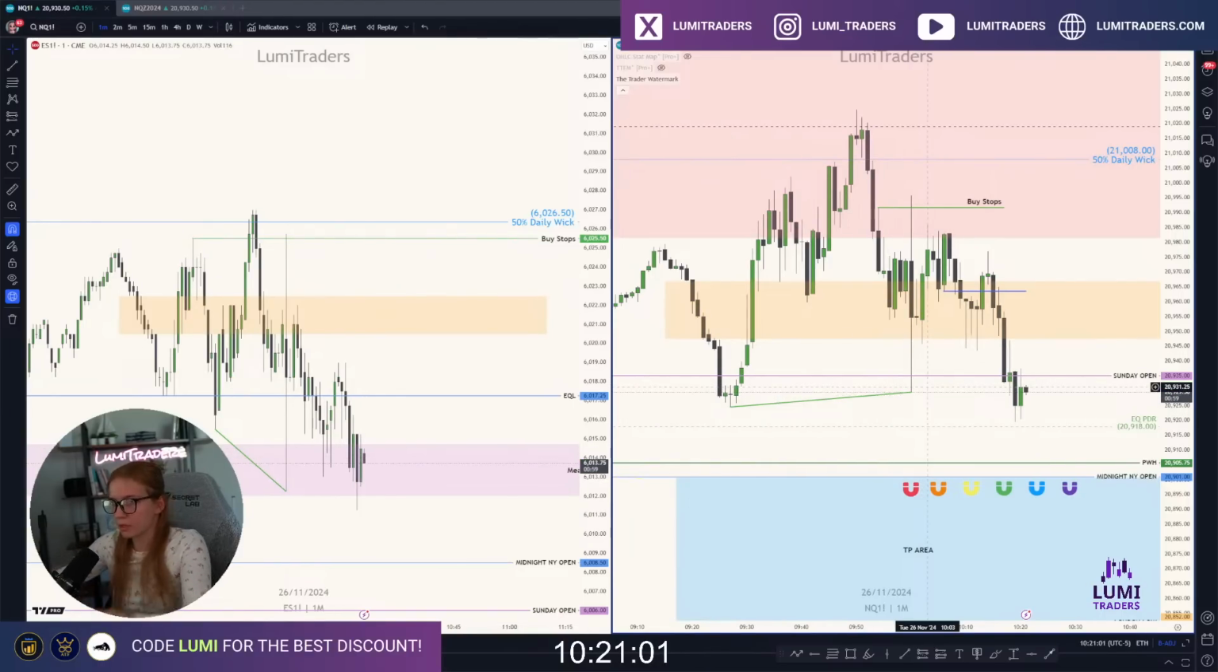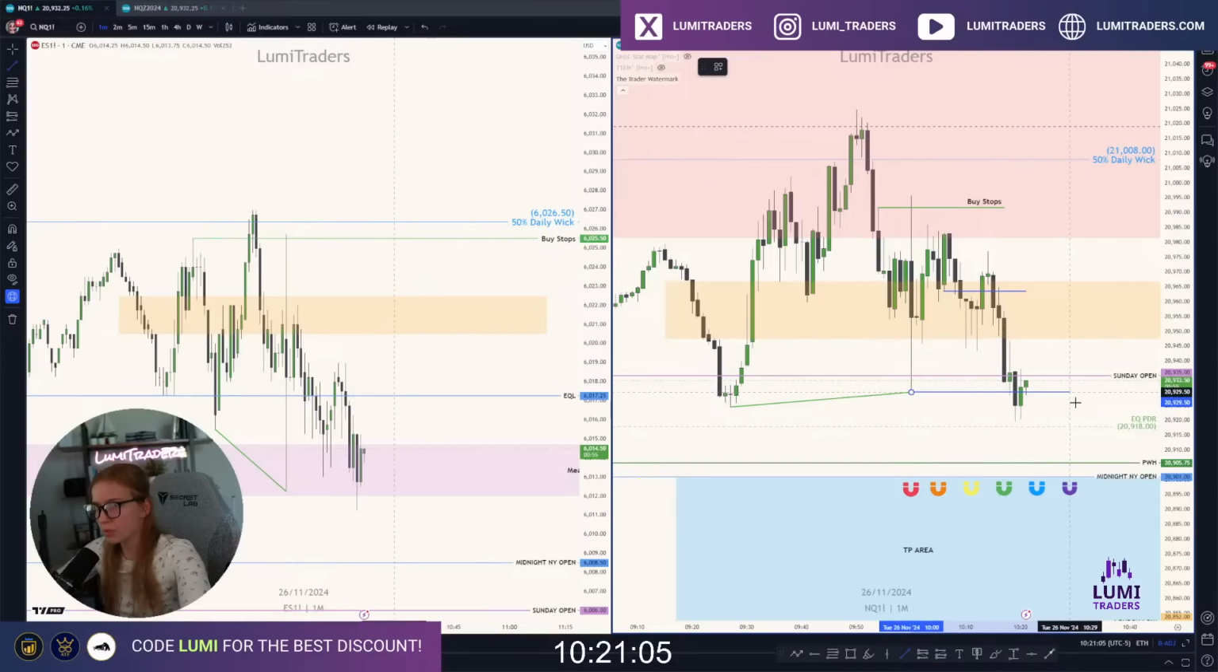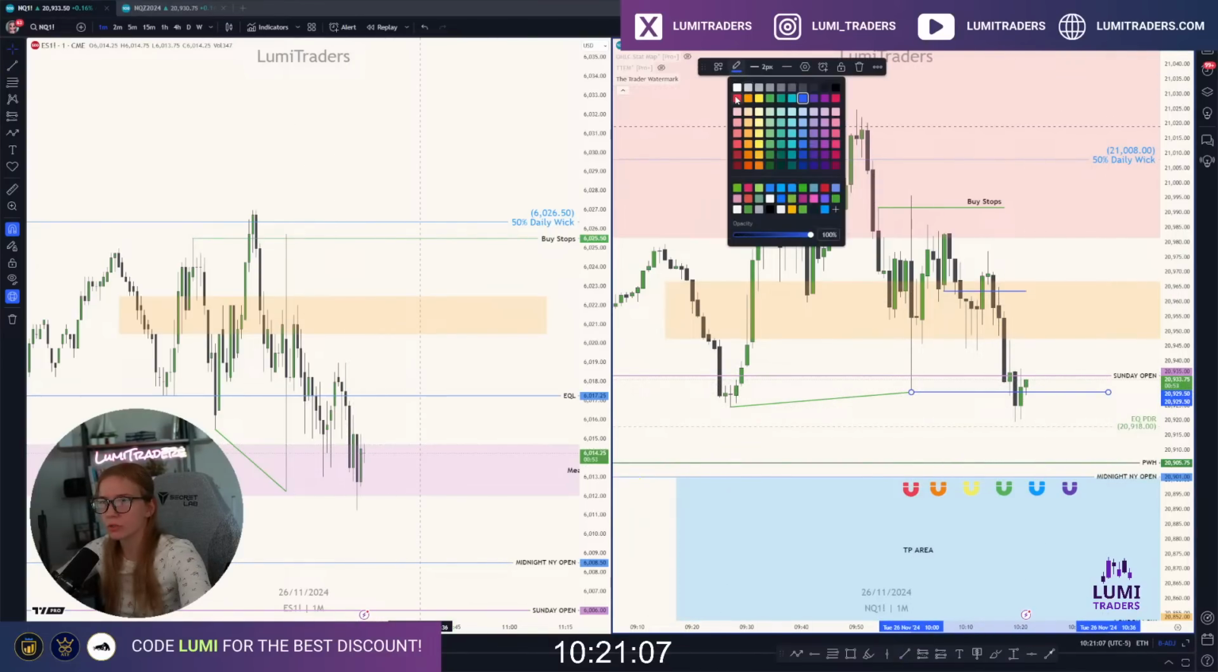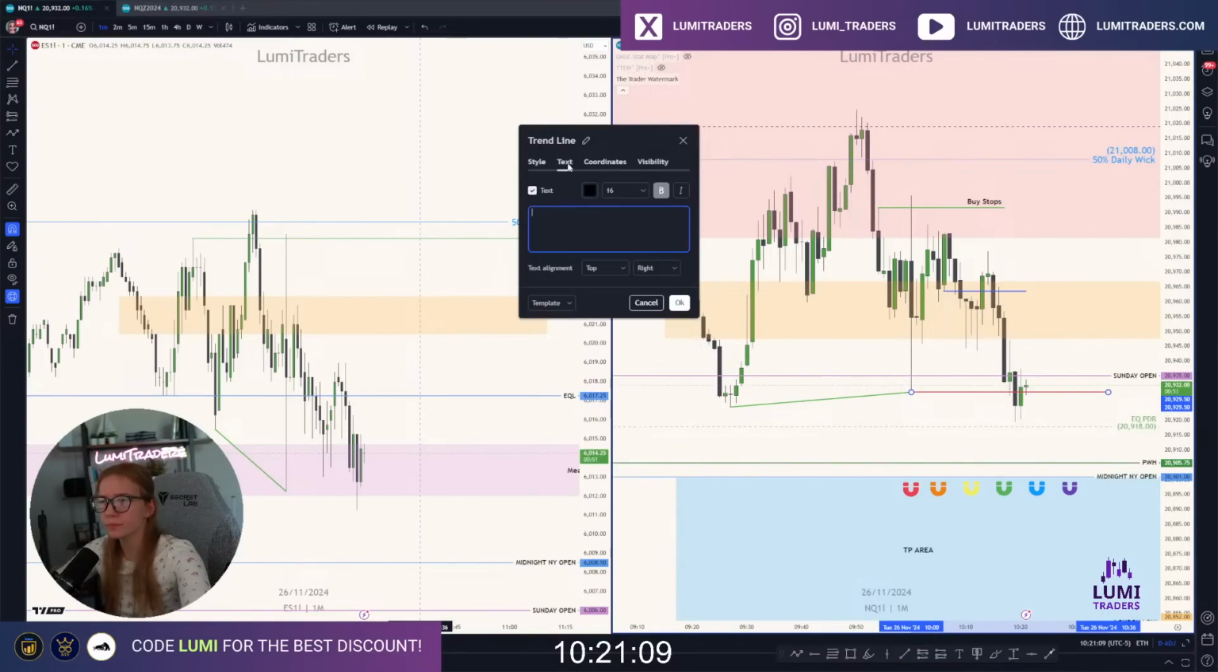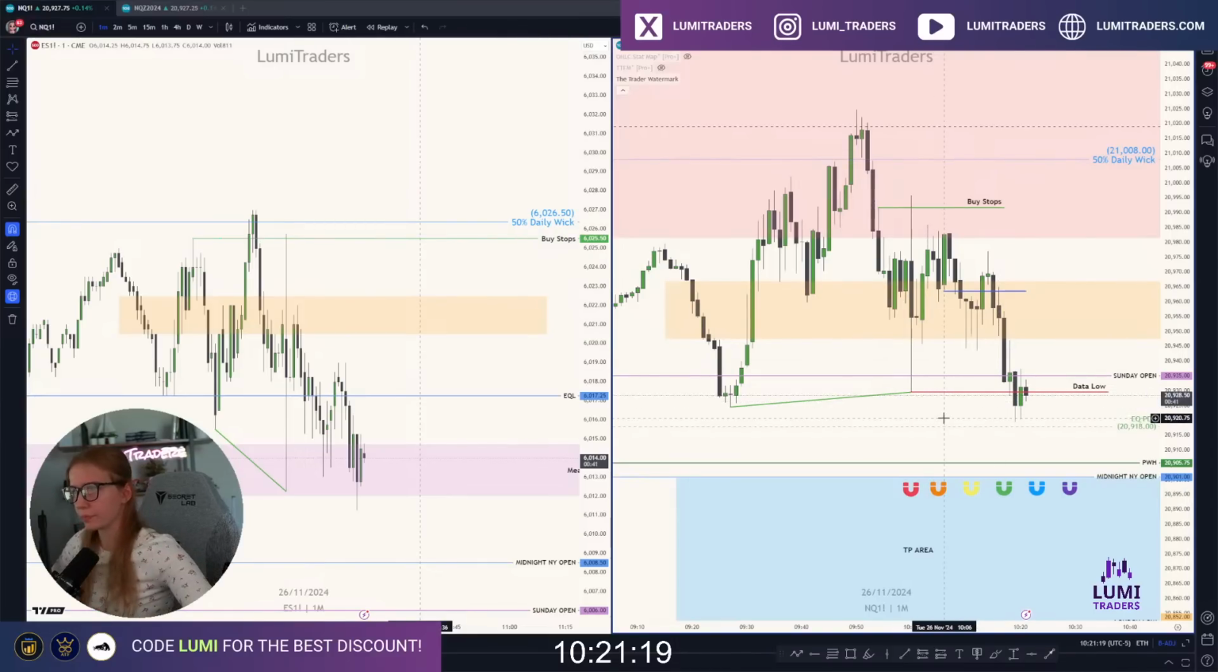By the way, what happened right here? This data low was taken. Data low means news low, just in case you didn't know this. Data low. Perfect. Data low taken.